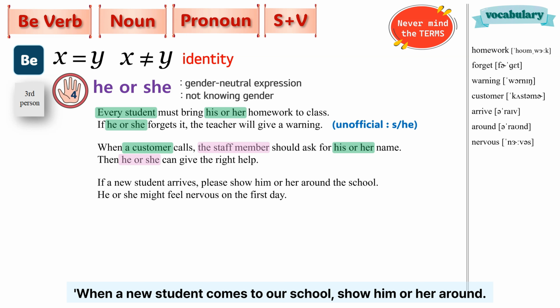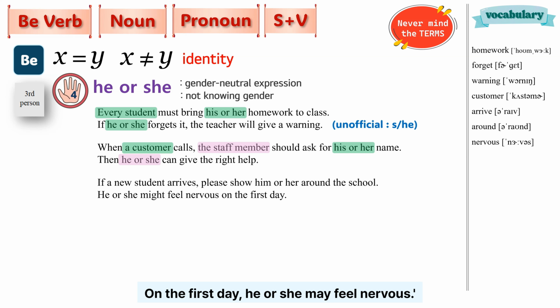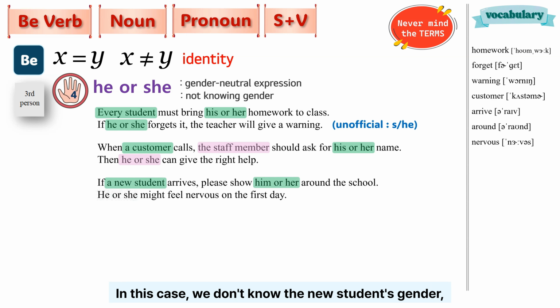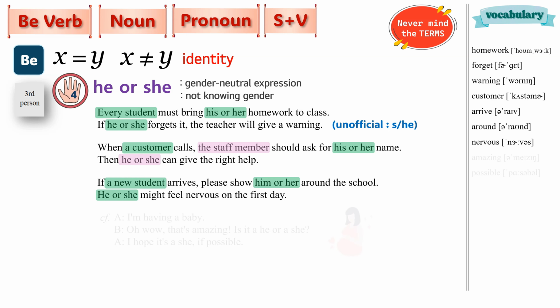When a new student comes to our school, show him or her around. On the first day, he or she may feel nervous. In this case, we don't know the new student's gender, so we use he or she.